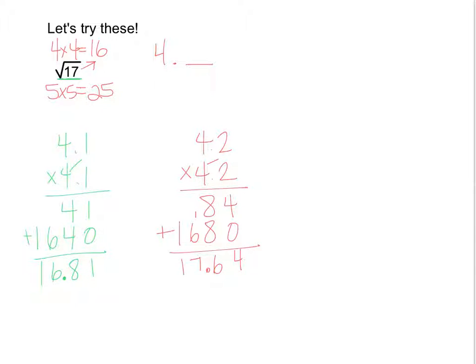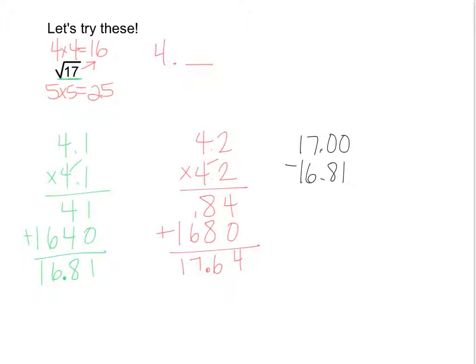So I know that my answer is either going to be 4.1 or it's going to be 4.2. My next job is to find out which one it's actually closer to. To do that, I can do my subtraction. Let's do the 16.81 first. We're going to take the 17.00 and subtract the 16.81.